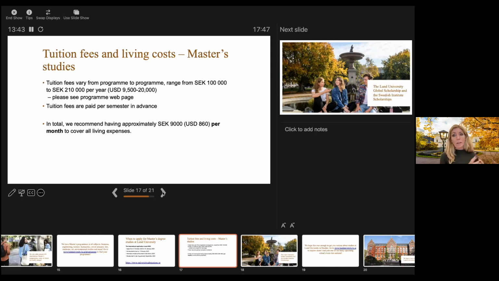When it comes to the living costs in Sweden, we recommend that you have roughly $900 per month to cover all your living expenses, such as housing, food, and books, and just other miscellaneous costs that you might have as a student. So this is also an important slide if you want to take a photo of it or write it down in your notes, because this is good to keep in mind when you're looking into your funding options.